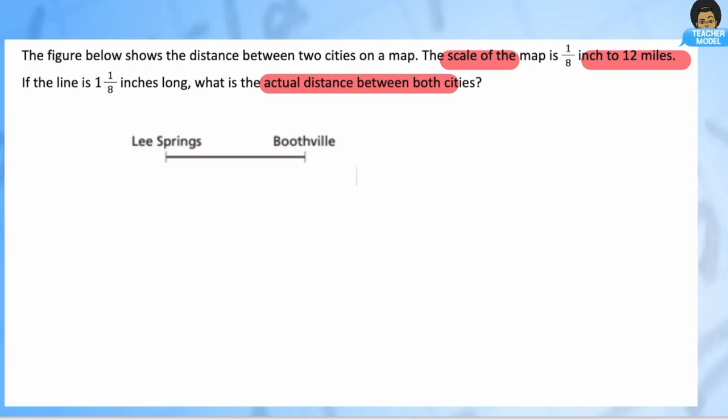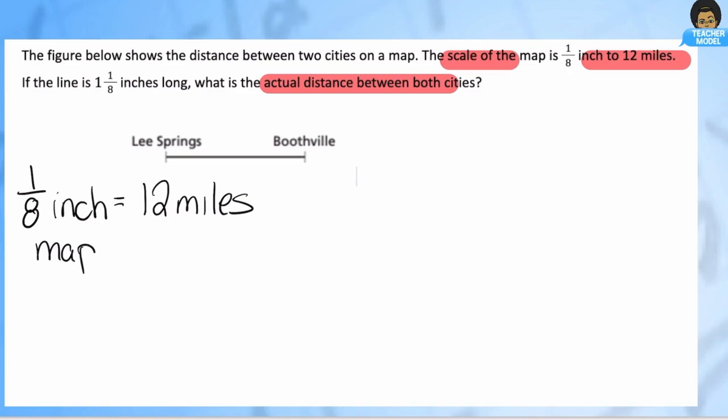So what I mean is, on our scale here, the map is 1/8 of an inch. I'm going to write it over here. Every time I measure 1/8 of an inch, it is equal to 12 miles in real life. So this is my map. And this is, I'm going to call it reality, what's actually there in real life.